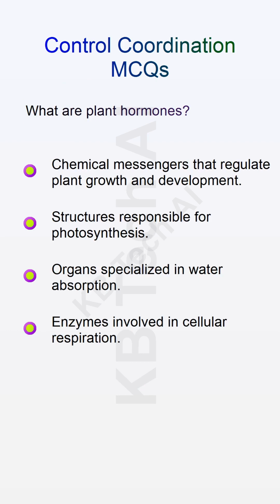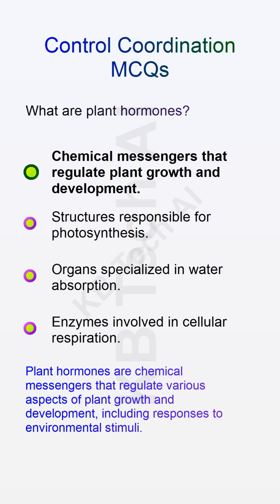What are plant hormones? Option 1, chemical messengers that regulate plant growth and development. Option 2, structures responsible for photosynthesis. Option 3, organs specialized in water absorption. Option 4, enzymes involved in cellular respiration. The answer is, option 1, chemical messengers that regulate plant growth and development.